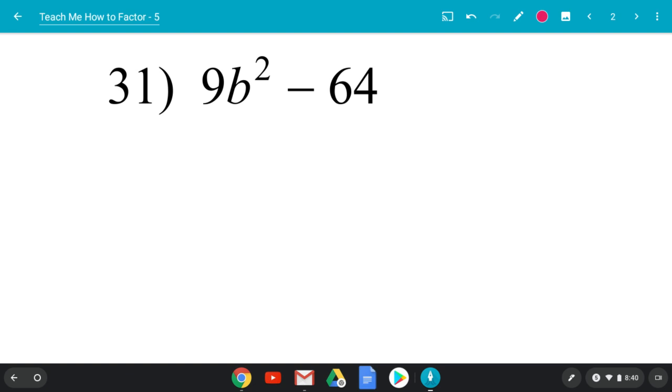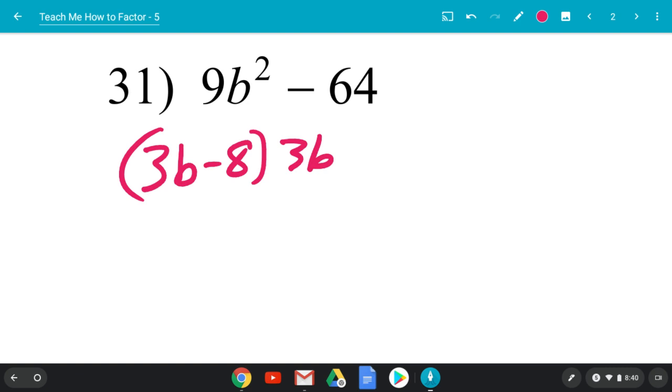Cam? 3b minus 8, 3b plus 8. What is that called? Difference of squares. DOS. All the students got to get it. You better recognize when I spit it.